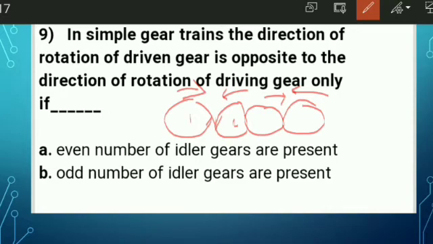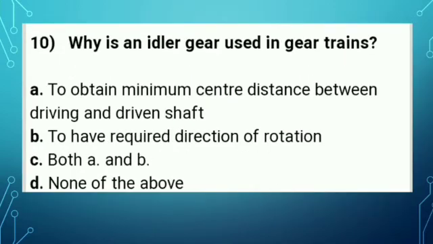So there are two options. Option A, even number of idler gears are present; option B, odd number of idler gears are present. So in case of opposite direction, the answer is even. So option A is the right answer. Next, question number 10. Why is an idler gear used in gear trains?